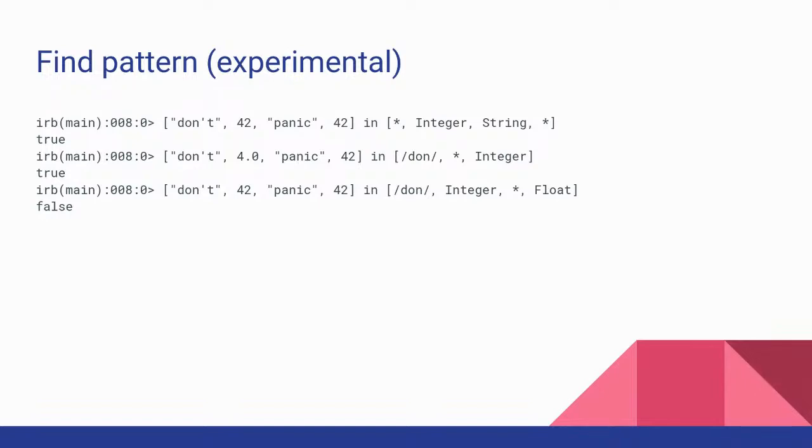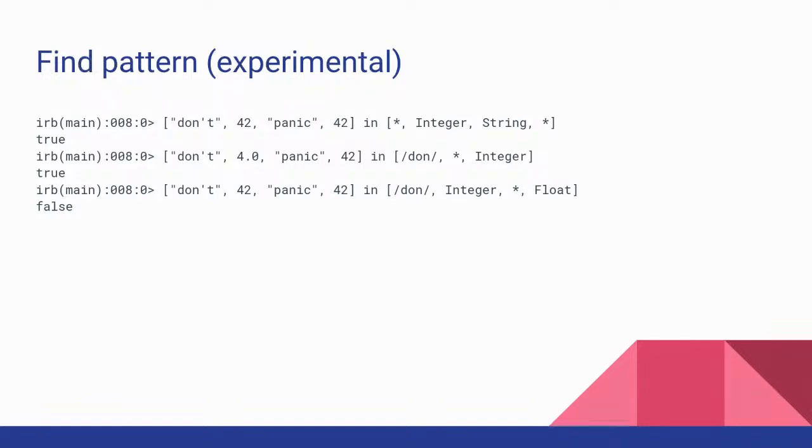The find pattern is also interesting, but it's still an experimental feature in Ruby 3.1. In essence, it behaves very similar to the array pattern, with the difference that using the find pattern, we can check if a given object has any object that matches the pattern. So like in our first example here, we can try to match, hey, does this array contain any integer value or any string value inside it?